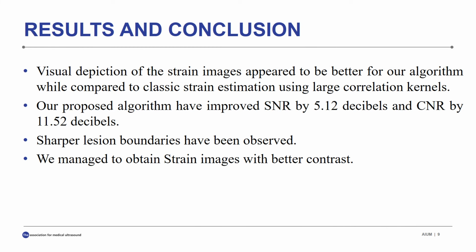Results and conclusions. Visual depiction of the strain maps generated using our algorithm appeared to be better when compared to classic strain estimation using large correlation kernels. We can also note an improvement in signal-to-noise ratio by 5.12 decibels and contrast-to-noise ratio by 11.52 decibels. Lesion boundaries have appeared to be sharper, while we managed to obtain strain images with better contrast.